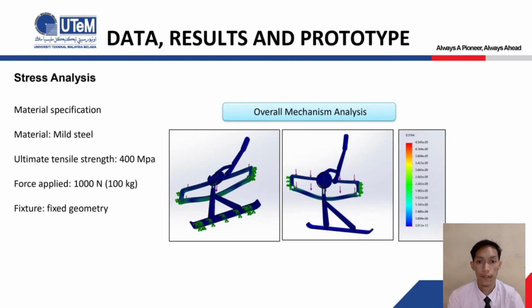Okay, for stress analysis, material specification: the material used is mild steel. Ultimate tensile strength is 400 MPa. Force applied is 1000 Newton or 100 kg. And for the fixture, it is fixed geometry. Okay, this diagram shows the overall mechanism analysis on the crucial part of the design.